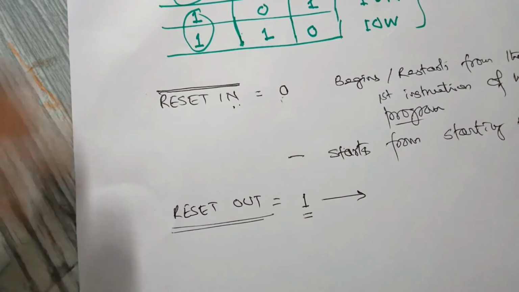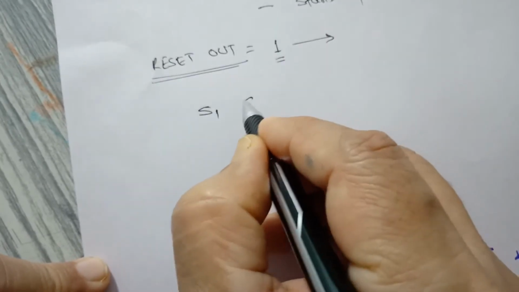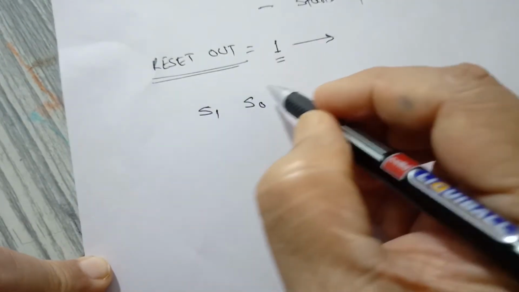Then we have two pins, we call them status pins, S1 and S0, right?